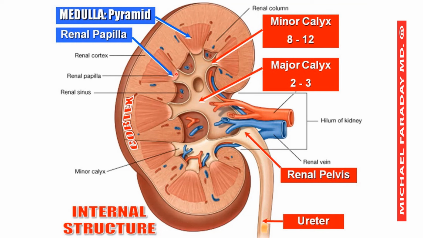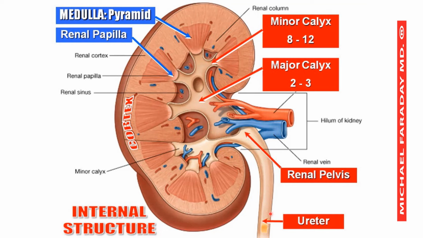Once it ends in the renal papilla, they empty into the minor calyx. In my case, this is a minor calyx, this is another minor calyx. The minor calyces come together to form the major calyx. This is a major calyx, this is also a major calyx. These major calyces also come together and form the renal pelvis. The renal pelvis will continue as the ureter.